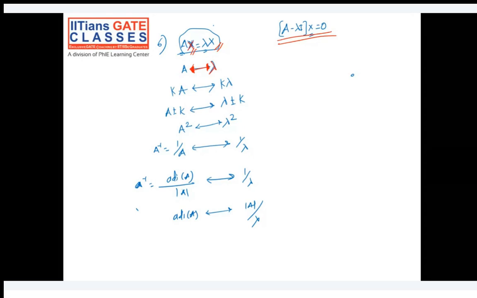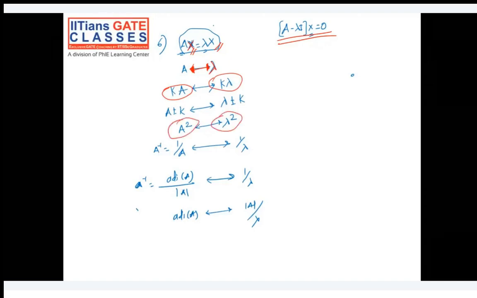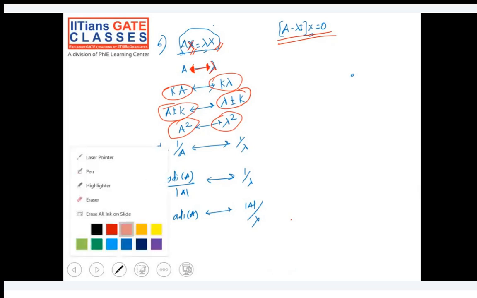Okay. So now if I multiply A with some constant k, then the eigenvalue of that matrix will also automatically change to k times lambda. If the eigenvalue of matrix A is lambda, then the eigenvalue of A square is lambda square. If you perform some operation A plus or minus k, then lambda will also change accordingly, plus or minus k. If the eigenvalue of A is lambda, then the eigenvalue of A inverse is lambda inverse. So 1 upon A, or in short, the inverse. The eigenvalue of A inverse is 1 upon lambda.